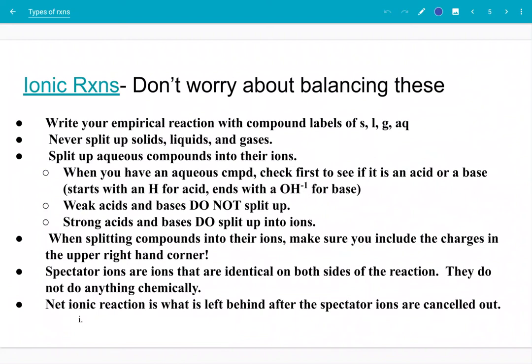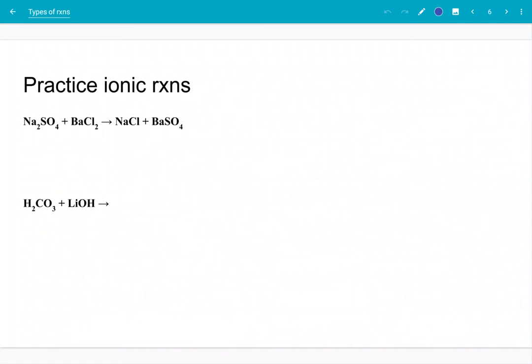The best way to understand this is by looking at an example. So I have this example of sodium sulfate plus barium chloride yielding sodium chloride and barium sulfate.